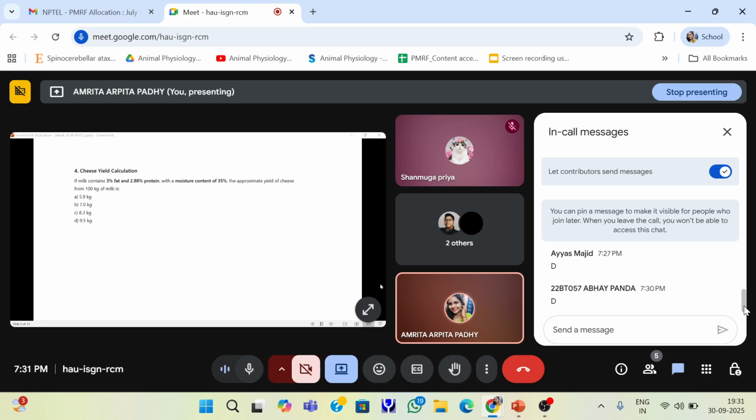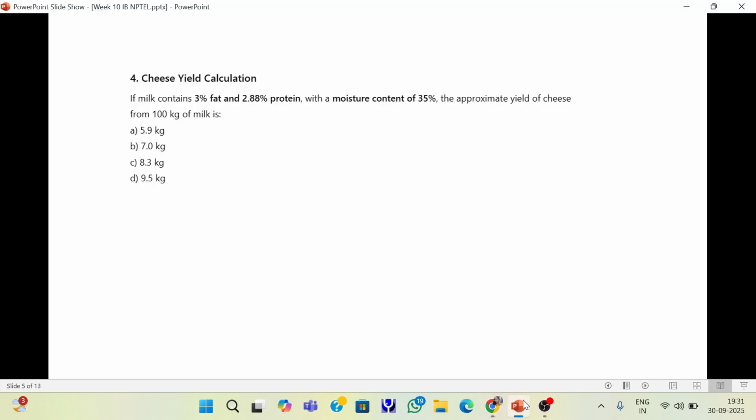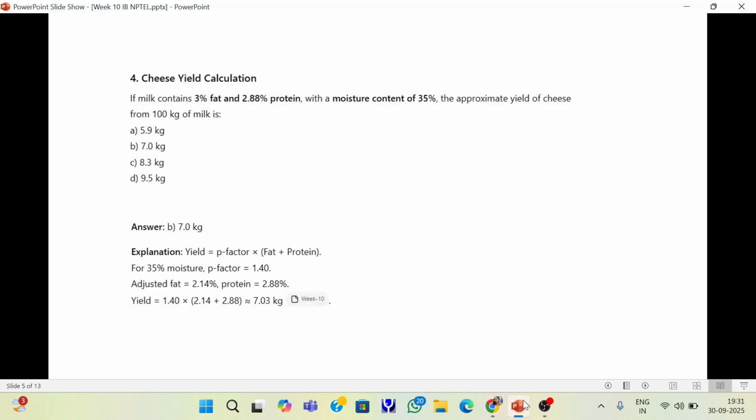Okay. Let's see what is the correct answer to this question. It is B, 7 kg. So what is the formula here? Yield is equal to P factor into fat plus protein. For the moisture content of 35%, the P factor is 1.4. You tell me how to calculate the P factor and the adjusted fat rate.